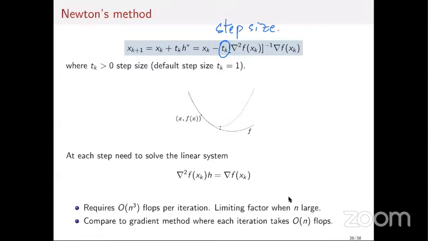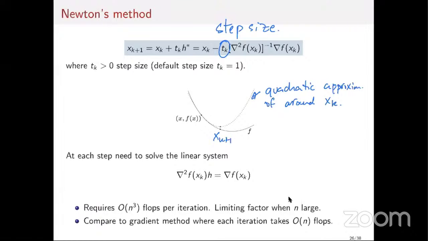Okay, this picture that you see in the middle here illustrates the method. So this is f. This is the quadratic approximation of f around xk. And the point that you see here, xk plus 1, is the point that minimizes this quadratic approximation. Okay, so this is Newton's method. You see that one main difference with the gradient method.